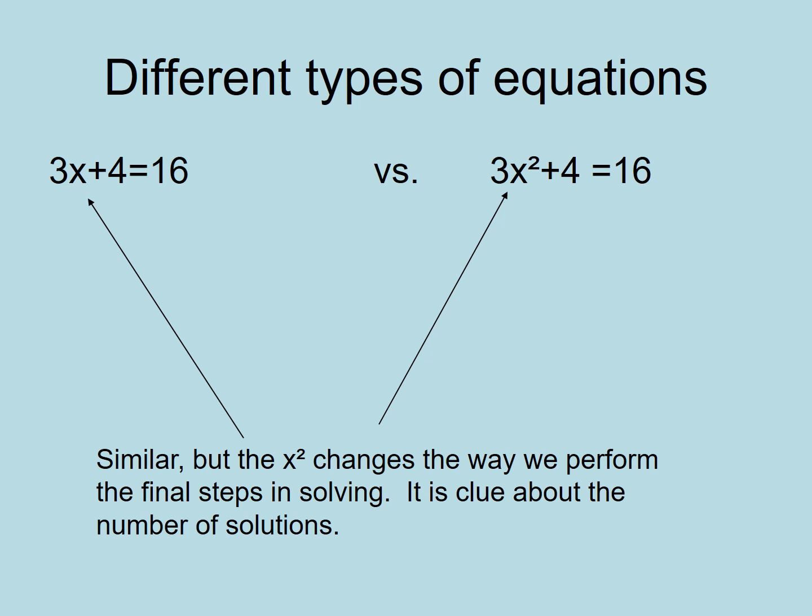Remember the fundamental theorem of algebra. The largest exponent will tell you how many solutions there are. So the fact that this is an x squared is telling me that there's two solutions, whereas since this is just an x to the first, there's only one solution.